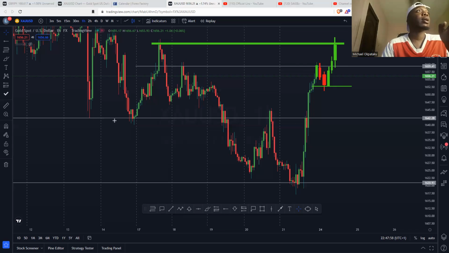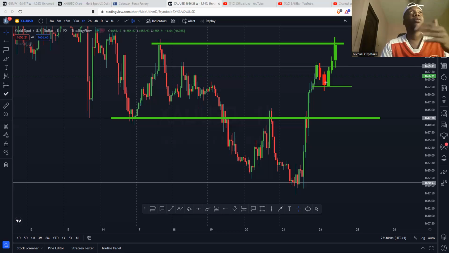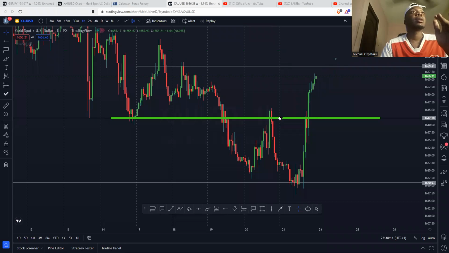Then for a sell, I need price to come down and break below this zone. But still, you can see, like I said, this is the start of the week. Price can decide to do whatever it wants. So we need to take our time, no rush, and see how we can catch the moves on this trade.